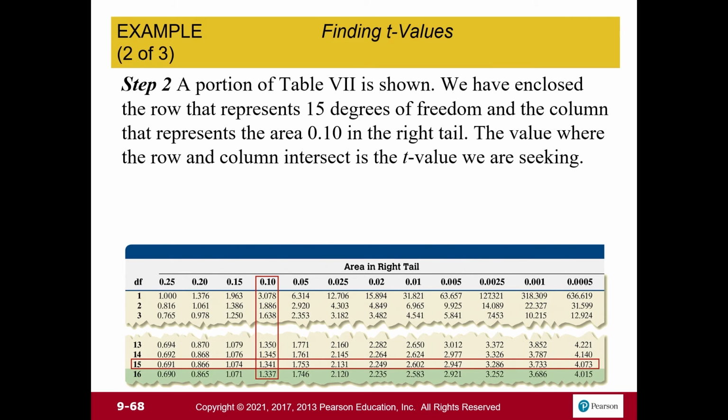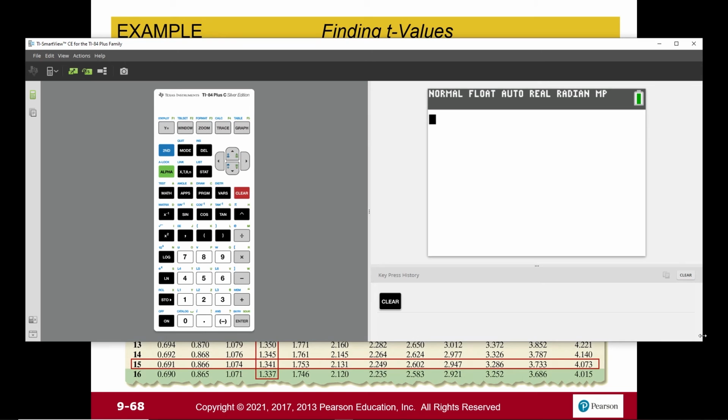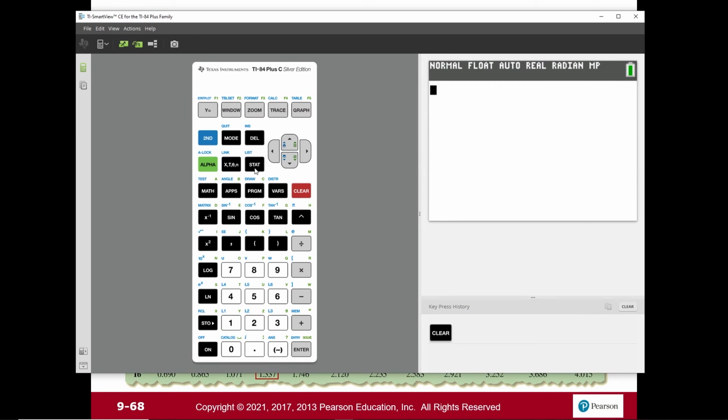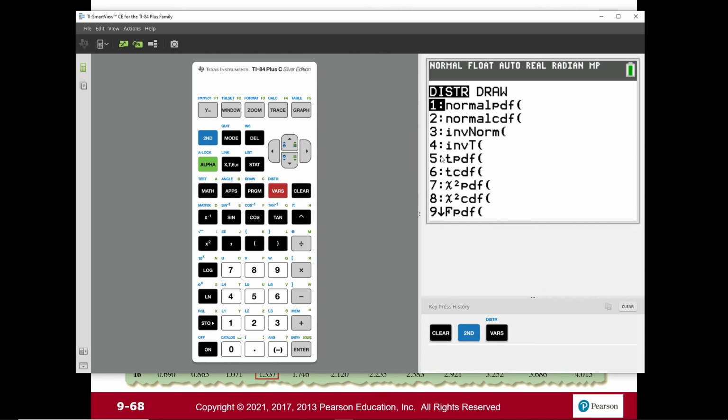Now, the question is, can our calculator handle this? Can we do this using technology? Well, some models of the TI-84 may not have this function. So let's see if yours has it. You go to second, distribute, and it's number 4, inverse t. Now, if you don't have inverse t, there's a program out there that you can code, and you'll create the program for inverse t, and then you'll just use that program anytime you want to use inverse t.